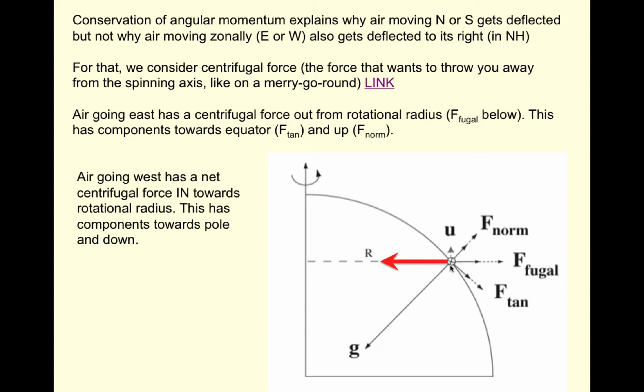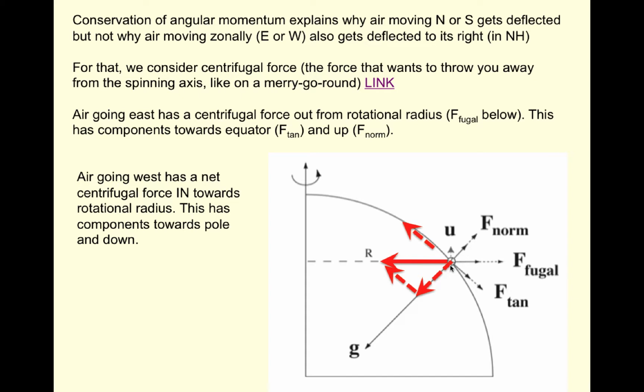In that case, there's a net centrifugal force pushing it towards the axis of rotation. Again, simply less centrifugal force than a stationary object, so it must be having a force going in towards the axis of rotation, and that has components going downwards towards the center of the Earth and also upwards towards the pole.